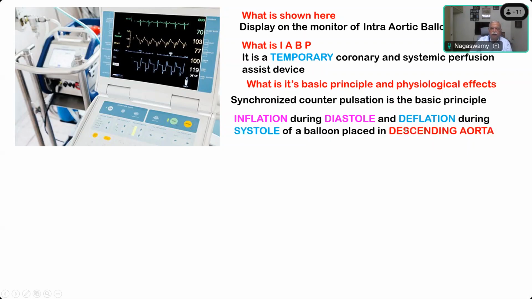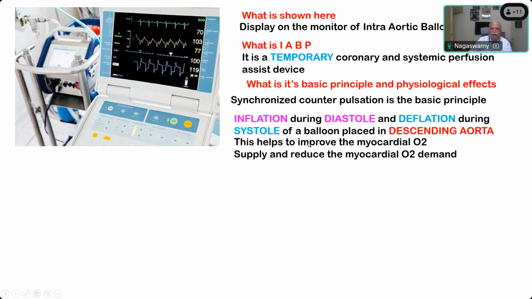Inflation during diastole of a balloon at the tip and deflation during systole, of a balloon placed in the descending aorta. It's not placed in the arch or the root of the aorta, but at the descending aorta level. This helps to improve the myocardial oxygen supply and reduce the myocardial oxygen demand. What are the indications for its use?